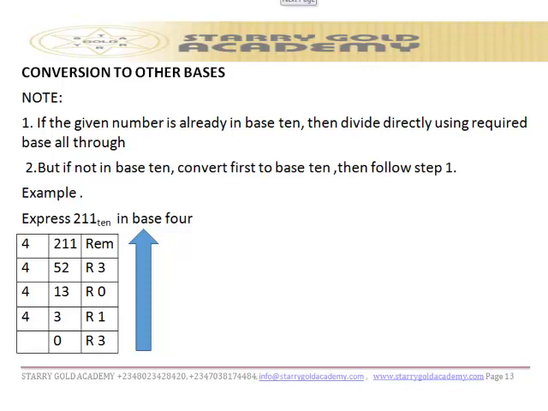Now let's check out what we have here. You have 211 base 10. Convert to base 4. You want to convert a number from base 10 to base 4. So this time around, you are not doing expansion and simplification. What you do is divide all through with 4. Why are you dividing all through with 4? Because you want to convert to base 4. So let's check out what we have. We have 211.